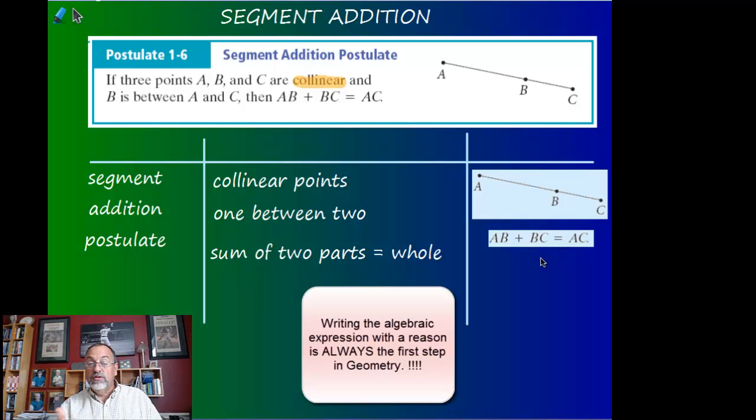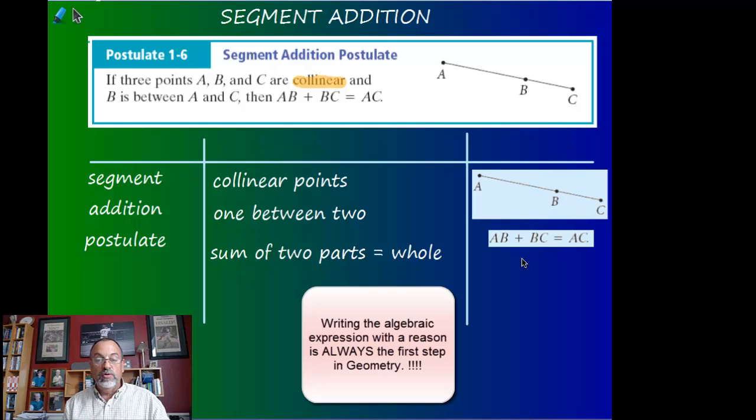Now I want you to notice there are no numbers here. There are no variables here. There's nothing to determine. There's no X to look for, no Y to look for. There's nothing like that. But I can still write a mathematical expression that expresses what the segment addition postulate says, that this part plus this part equals the entire part.